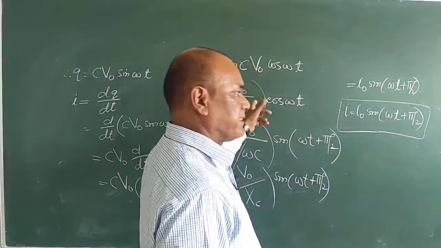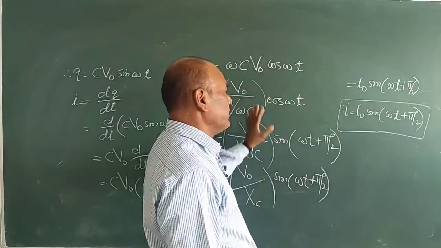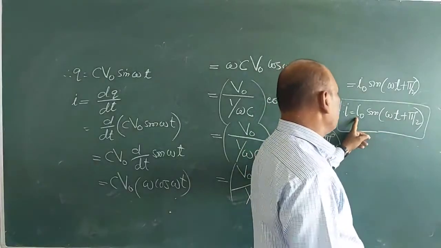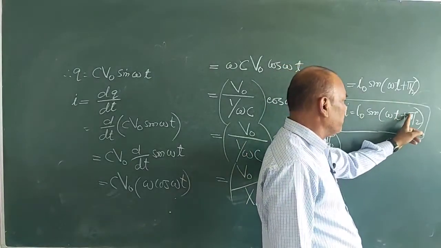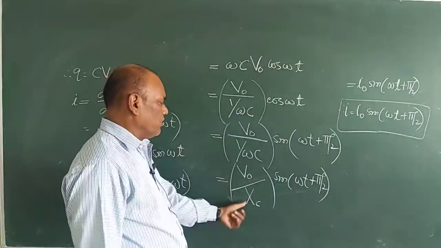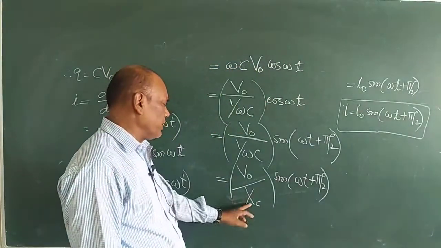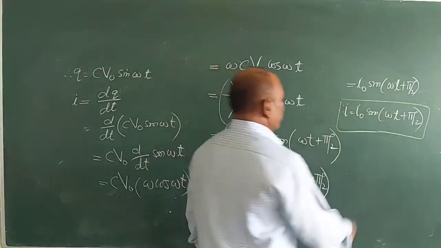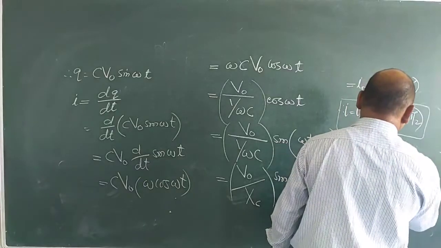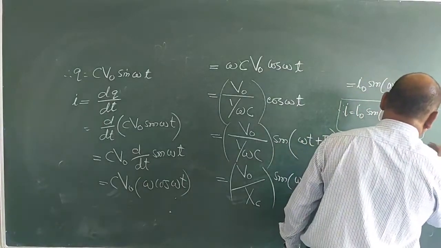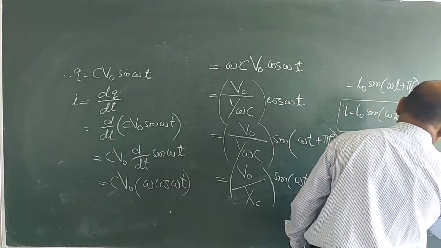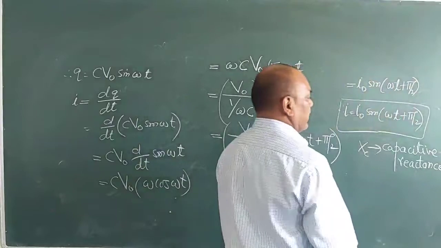So when voltage V equal to V0 sin omega t is applied in the case of a capacitor, then current I will be equal to I0 sin omega t plus pi by 2. Now here we first try to understand the sense of XC. XC is known as capacitive reactance.